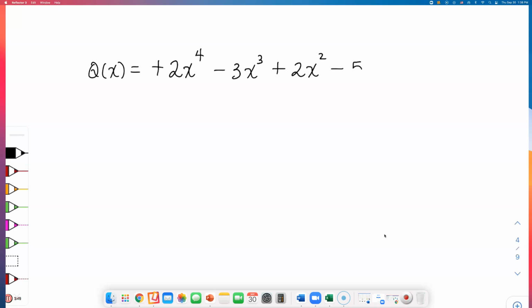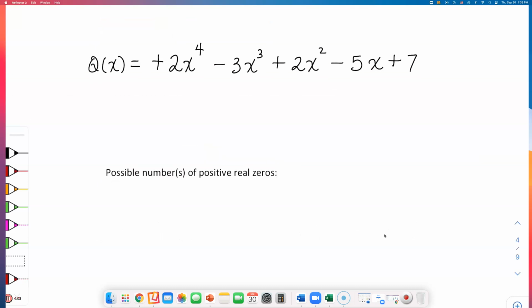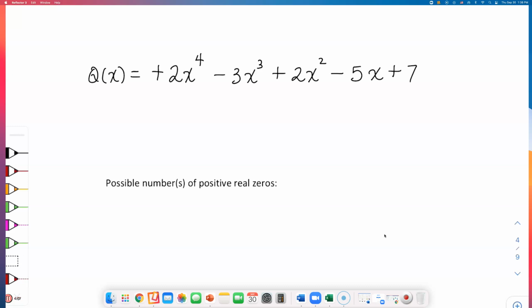Okay, I'm going to add another example called q of x. This function starts with positive 2x to the fourth, minus 3x to the third, positive 2x squared, minus 5x, plus 7. If I'm looking for the possible number of positive real zeros, I have to check for the sign changes. Sign change from positive to negative once. So there's one sign change. Next, sign change from negative to positive. That's sign change number 2.